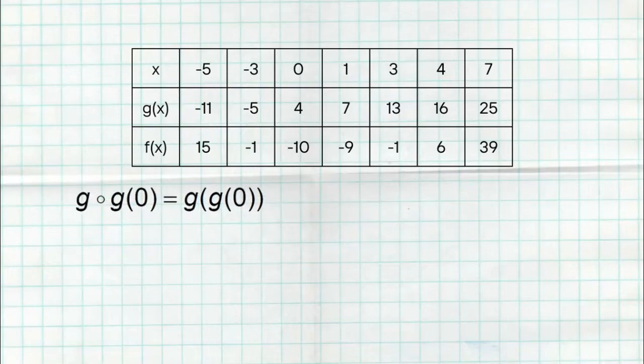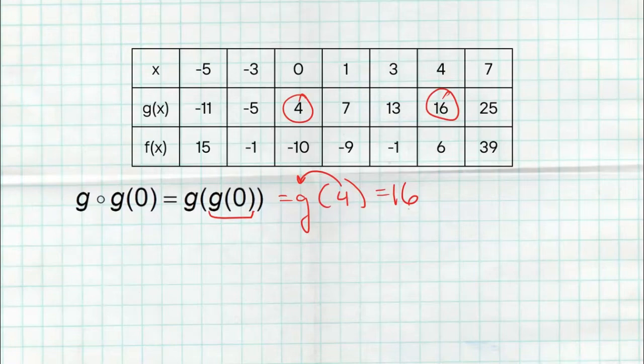Check out this one, g composed of g. Don't be freaked out when you see this. We're going to start off with g of 0. What is g of 0? Well, g of 0 is 4. We're then going to take that output of 4 and plug it right back into g again, and g of 4 is 16, so we get a final answer of 16 there. It's a little bit weird, but we can actually compose a function with itself. We first figure out what g of 0 is, get that output, and plug it into g again. In that case, we get 16.